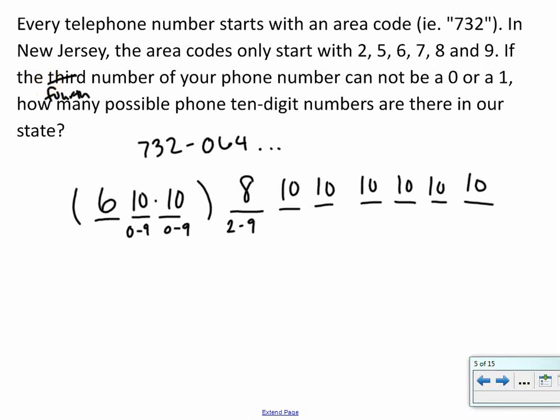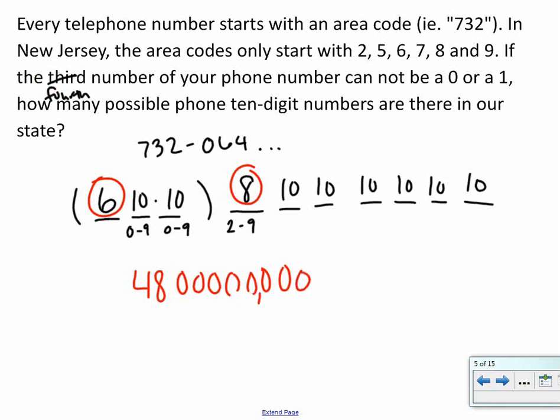And to get the total number of combinations, I can just multiply those together. So I'm going to multiply the 6 and the 8. That gives me 48. And then remember, multiplying by 10, you just add zeros. I'm multiplying by 8 tens. Yep. I'm multiplying by 8 tens, so I need 8 zeros. So that gives me a possible combination of phone numbers of 4,800,000,000. It's kind of a lot.